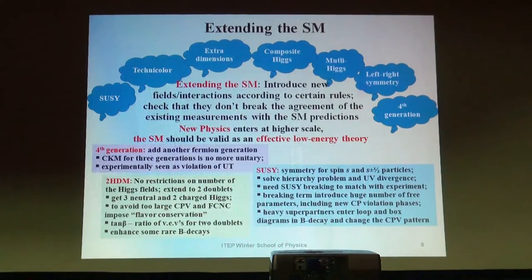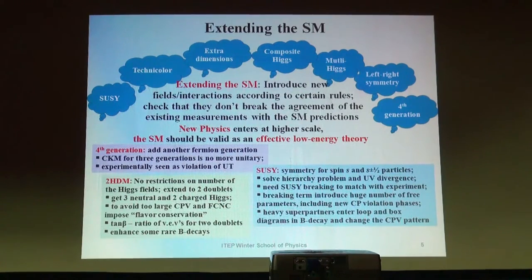But still, they can contribute to the loops and box diagrams, which we also measure in the B meson case. And these new particles, because of the breaking, bring a large number of new free parameters, and they also include new sources of CP violation that can appear in the measurements of CP violation in the B mesons.